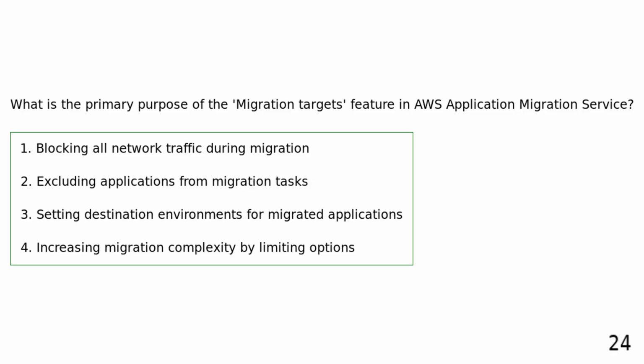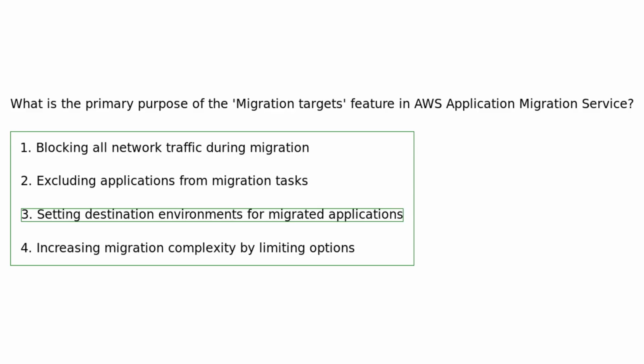What is the primary purpose of the Migration Targets feature in AWS Application Migration Service? Blocking all network traffic during migration. Excluding applications from migration tasks. Setting destination environments for migrated applications. Increasing migration complexity by limiting options.